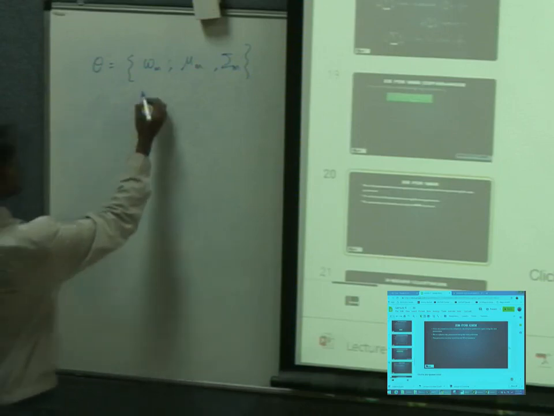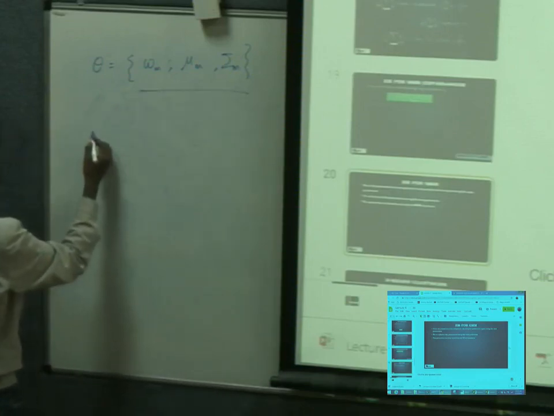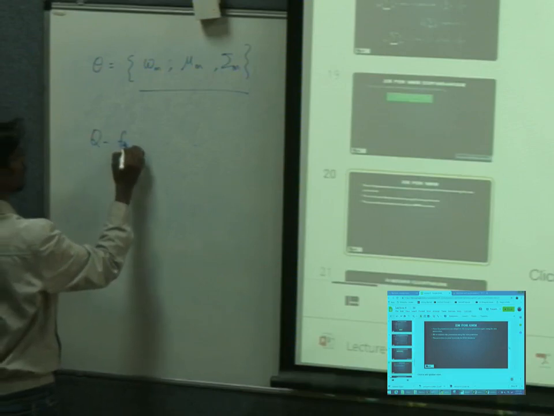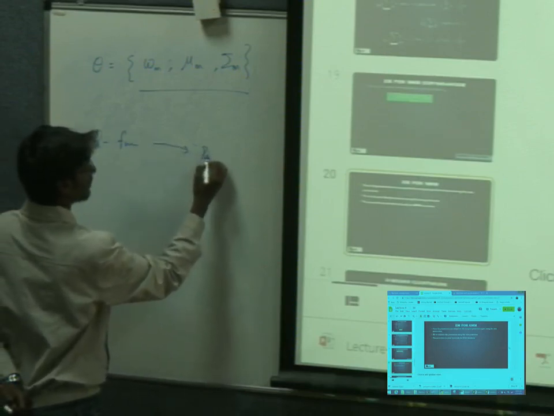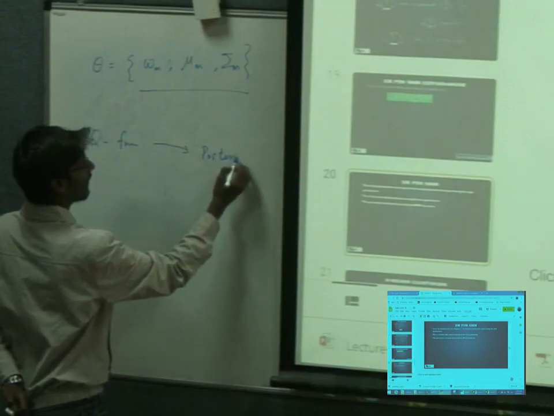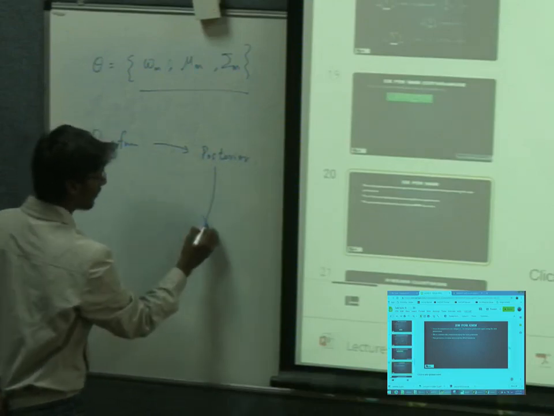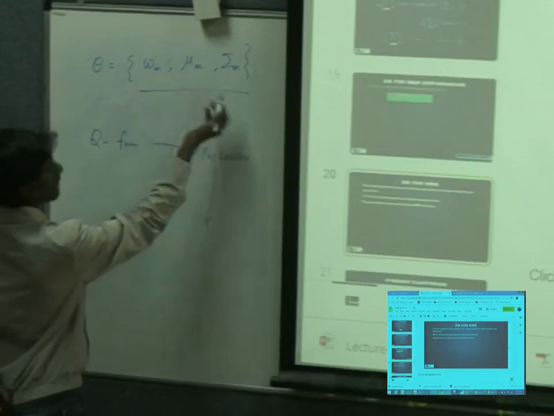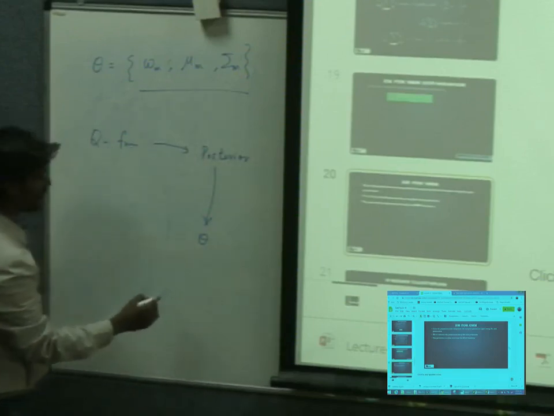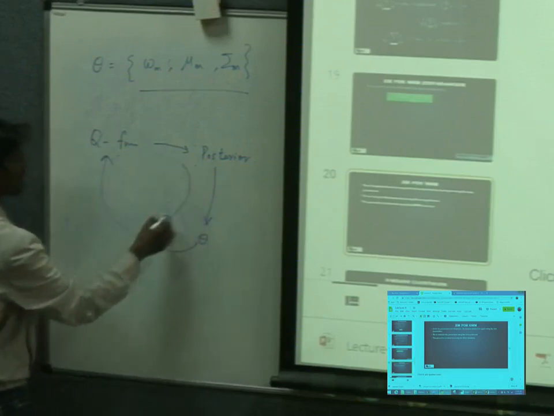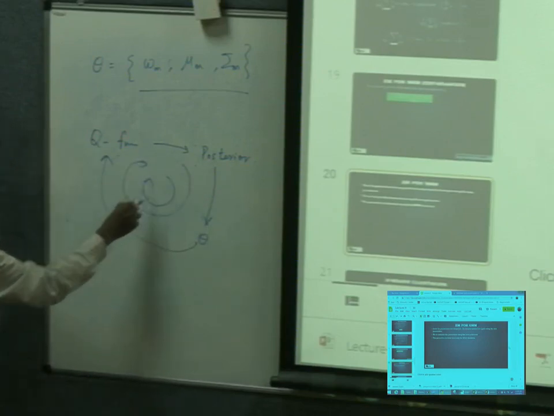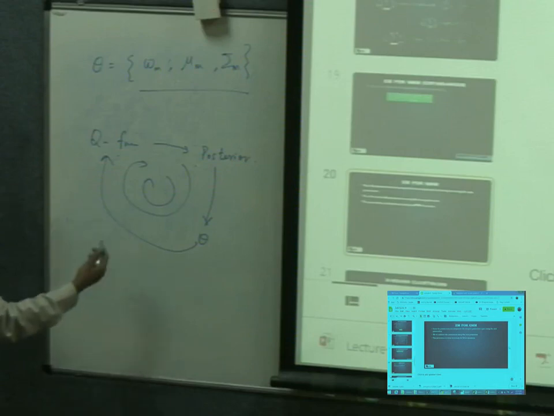Then assuming this as the current parameter, you compute the Q function again, and then from there you get the posteriors. From there you get the new parameters, and from there you get the Q function, and from there you get the posteriors, and this has to be repeated again and again, and stop at some 40 iterations or something. So that's all.